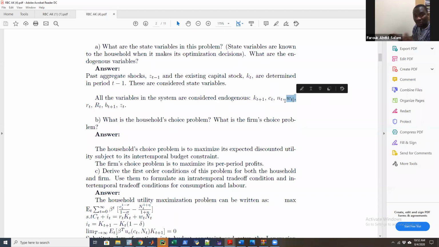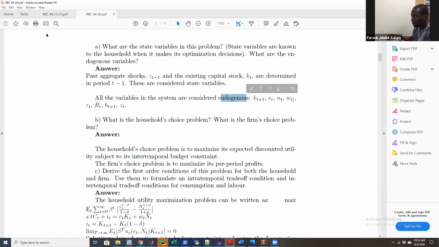Wage, for instance, is also being determined today because the market has to come in, get to know supply and demand of the labor market to determine our wage. So wage is also determined today within our model. KT plus 1, as I pointed out earlier, is more or less the amount of capital we expect to have tomorrow. So we need to make decisions as of today to determine the capital for tomorrow. So this is also determined in terms of today. All the variables that you see here are called our endogenous variables, or more or less the variables that are determined within our model.